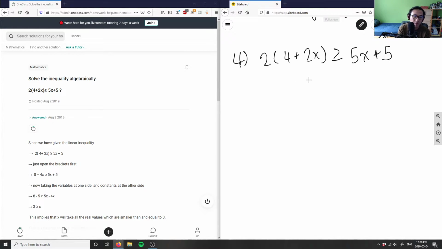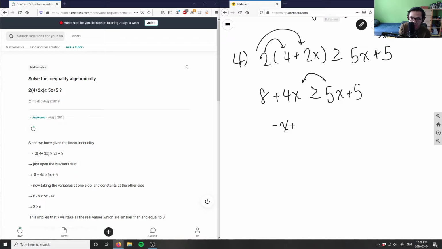So we open up the bracket and use the distributive property. It's going to have 2 times 4 and 2 times 2x, right? 2 times 4 gives me 8. 2 times 2x gives me 4x. So it's greater or equal to 5x plus 5. We can bring the x's to one side. So 4x, I'm going to bring 5x to this side. I'm going to subtract 5x from both sides, which will give me negative x.